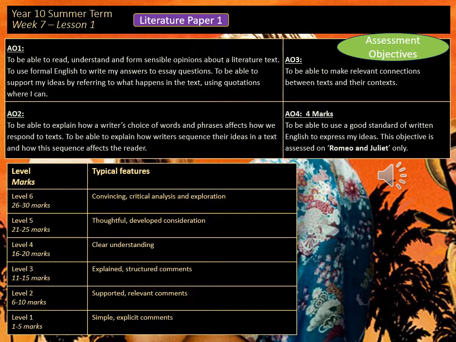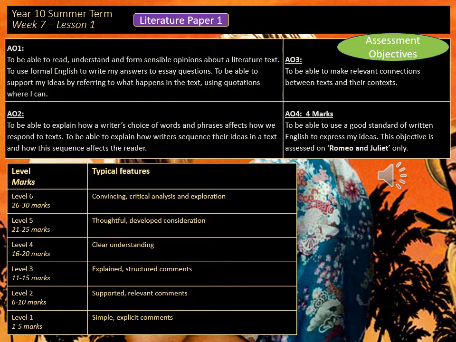In terms of levels and mark boundaries, for level 1, which will give you 1 to 5 marks, they are looking for simple, explicit comments. For level 2, where you're looking at 6 to 10 marks, you're looking at supported, relevant comments. For level 3, 11 to 15 marks, you're looking for explained, structured comments. Level 4, 16 to 20 marks, clear understanding. Level 5, 21 to 25 marks, thoughtful, developed consideration of all those assessment objectives.